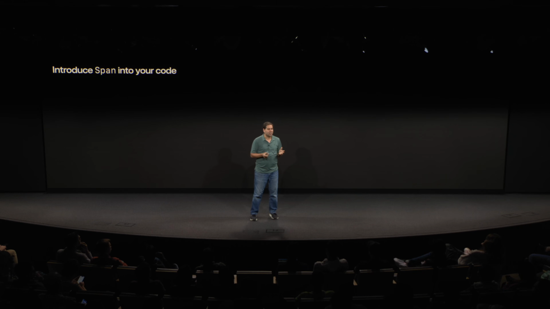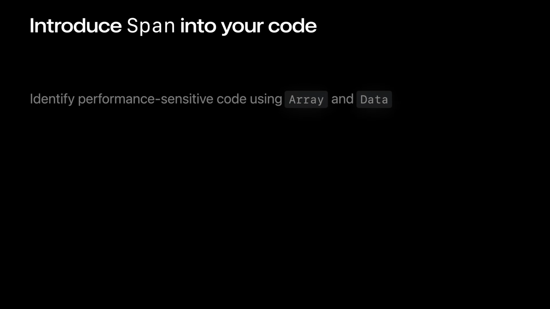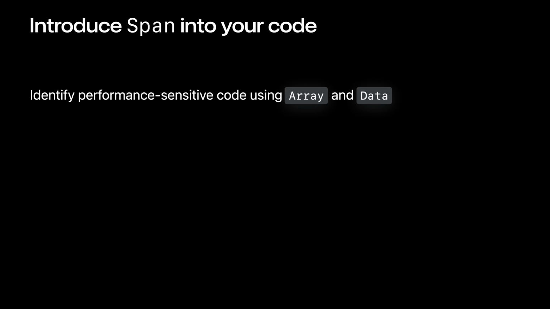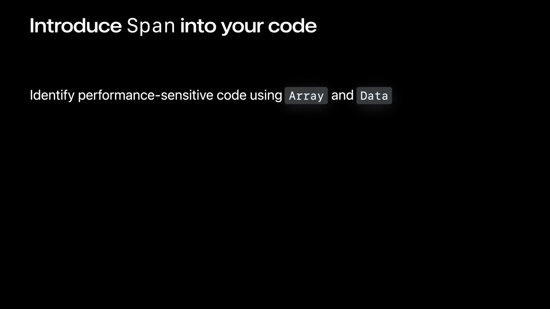Adopting span is a significant win for both performance and memory safety. We encourage you to adopt it in your Swift code bases. If you're looking for the places where you might need to adopt span, there are two starting points. From a performance perspective, look for performance-sensitive code that's using the array or the data types. If you notice extra copies or heap allocations, use span instead, as we did with the RLE decode operation.